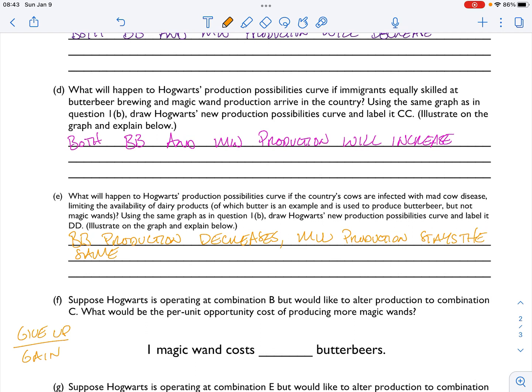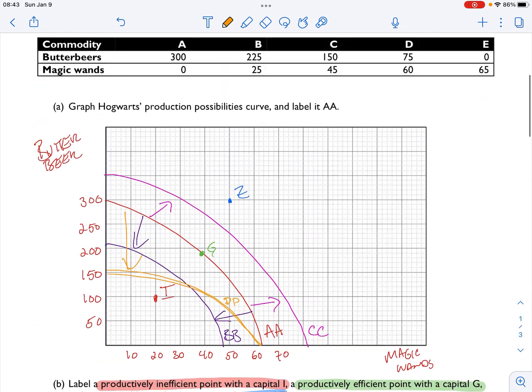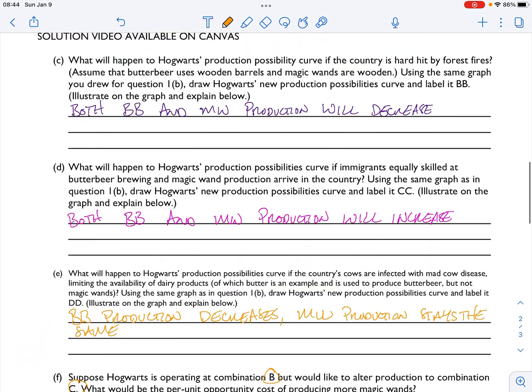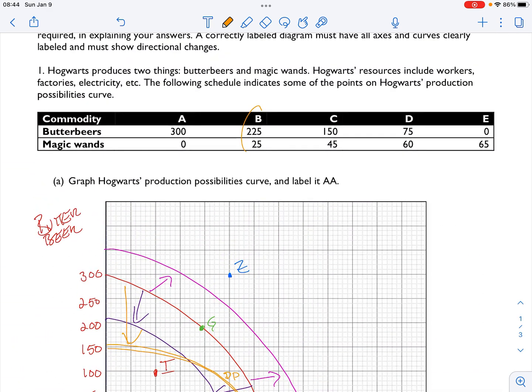And so what we're being asked in F is Hogwarts is producing at B, but they would like to move to C. Well, let's take a look at our schedule and see what happens when we do go from B to C. Well, at point B, we are producing 225 Butterbeers and 25 magic wands. When we shift to point C, we have decreased Butterbeer production to 150 and increased magic wand production to 45. In other words, we are giving up 75 Butterbeers and gaining 20 magic wands.